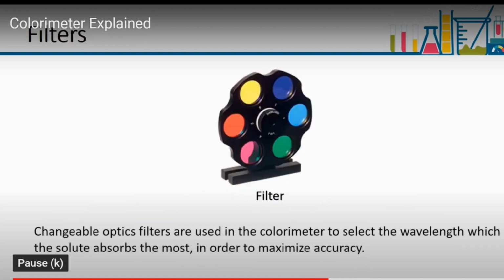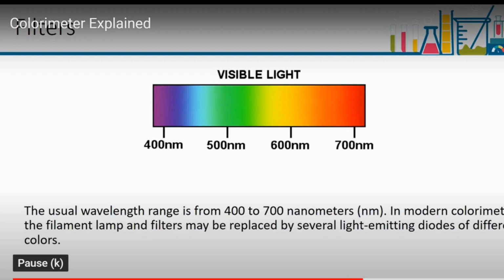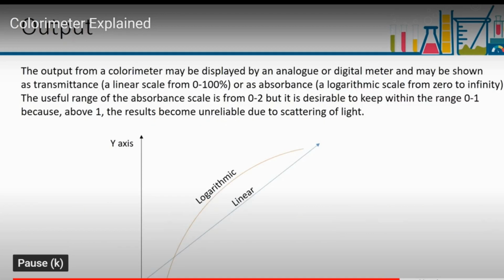Changeable optical filters: by adjusting the filter, we can select which color needs to pass through the solution. They are used in the colorimeter to select the wavelength which the solute absorbs the most, in order to maximize accuracy. The usual wavelength range is from 400 to 700 nanometers. In modern colorimeters, the filament lamp and filters may be replaced by several light-emitting diodes of different colors. The output may be displayed by an analog or digital meter, and may be shown as transmittance, a linear scale from 0 to 100%, or as absorbance, a logarithmic scale from 0 to infinity.